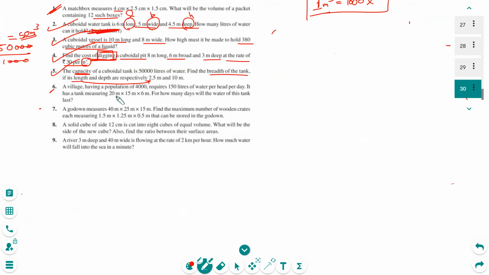Let's go to question number 6, someone read this. Yes, Sambhavi also read. Village having... Should I read? Yes, you read. A village having a population of 4,000 requires 150 liters of water per head per day. It has a tank measuring 20 meter, 15 meter and 16 meter. For how many days will the water in the tank last?